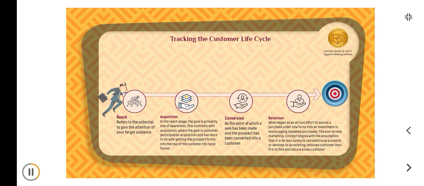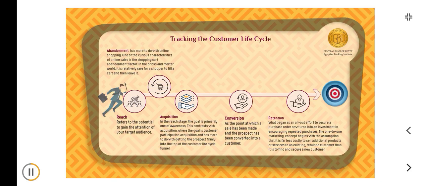The one-to-one marketing concept begins with the assumption that it is far less costly to sell additional products or services to an existing retained customer than it is to find and secure a new customer. This all is controlled or affected by abandonment.